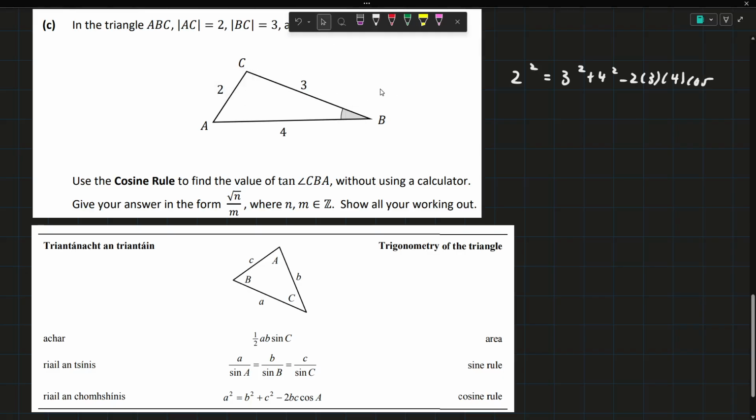This is the angle we want. I'm just going to call it x. And then we can just solve for x. So we'll get minus 21 equals minus 24 cos x, which means that cos x is equal to 21 over 24.